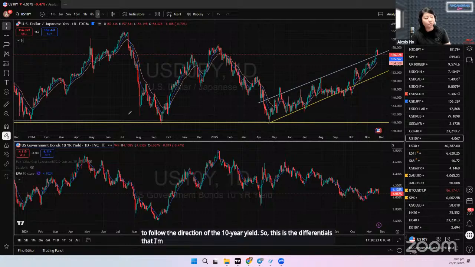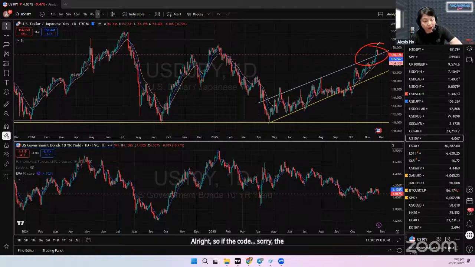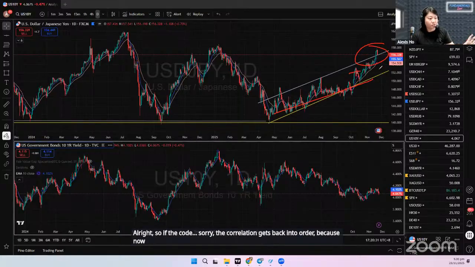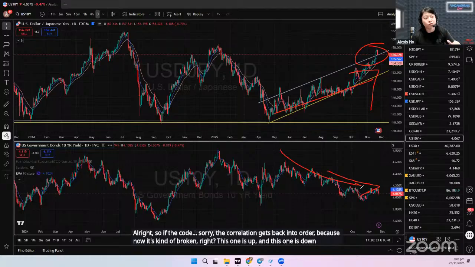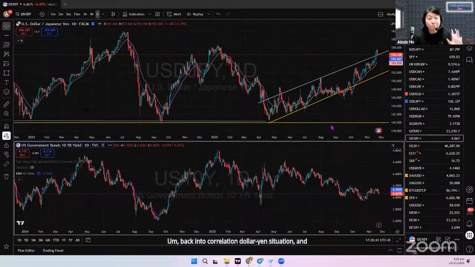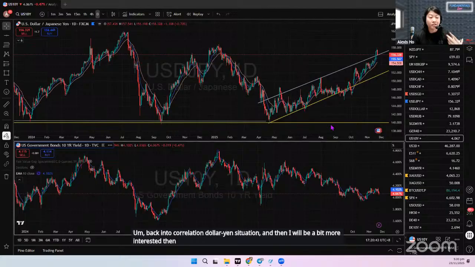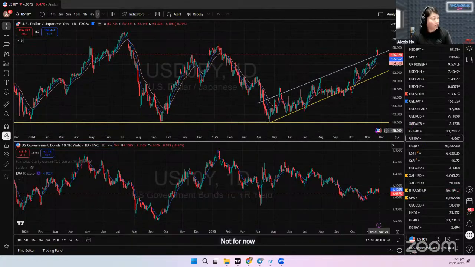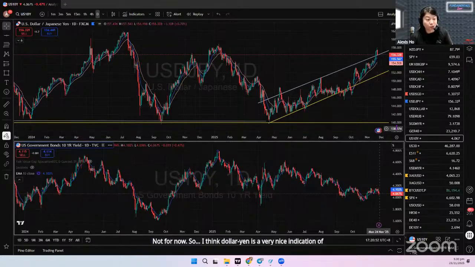The only time I would want to sell the US dollar is if the correlation gets back into order, because now it's broken, right? This one is up and this one is down, so it's a broken correlation. I want to see whether this will be the start of a back into correlation dollar yen situation, and then I will be a bit more interested in shorting the dollar more aggressively. All right, but not for now. I think dollar yen is a very nice indication of where the potential dollar strength might go.